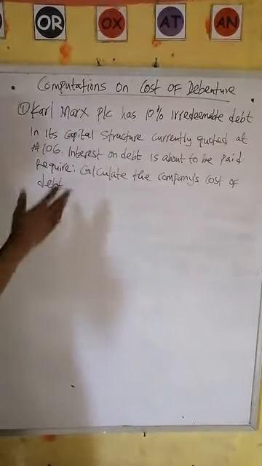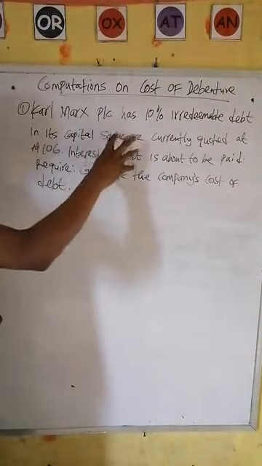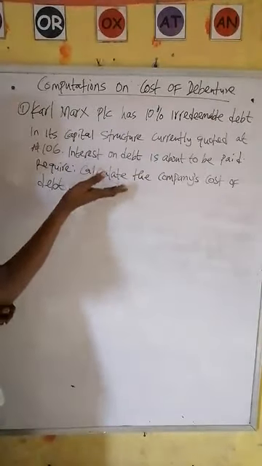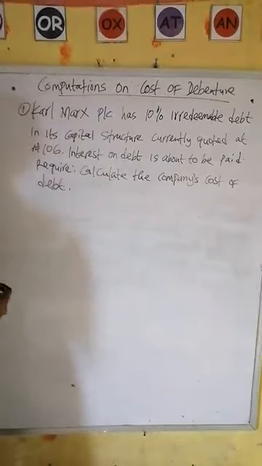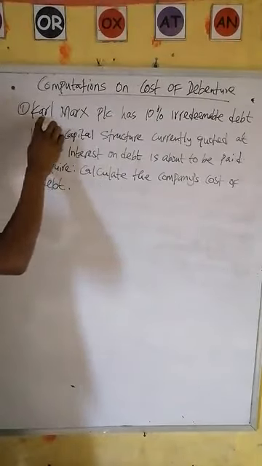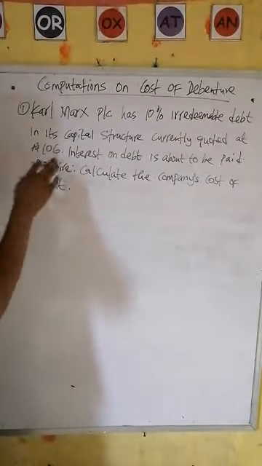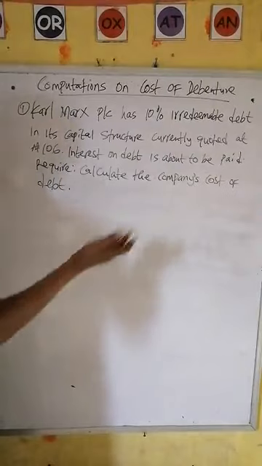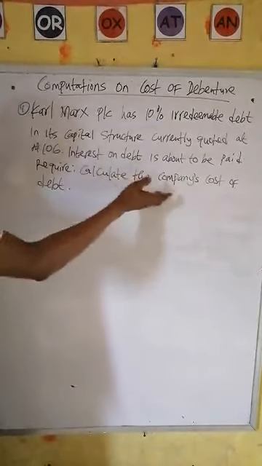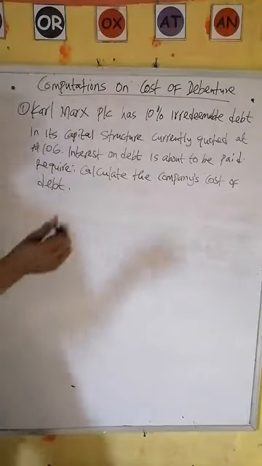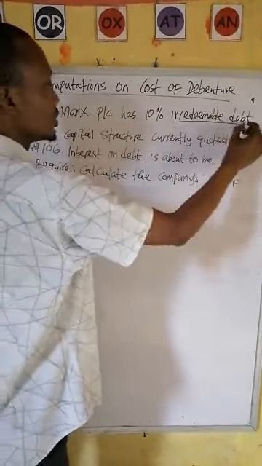You need to understand the two concepts before you know how to tackle any question on cost of debenture. Now, let's look at this question. It said Marx PLC has 10% irredeemable debenture in its capital structure, currently quoted at 106 naira. Interest on debenture is about to be paid. Required: calculate the company's cost of debt. Now look at it. They said this debenture is irredeemable debenture.